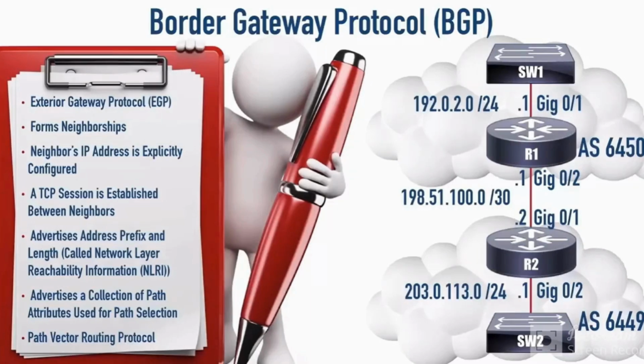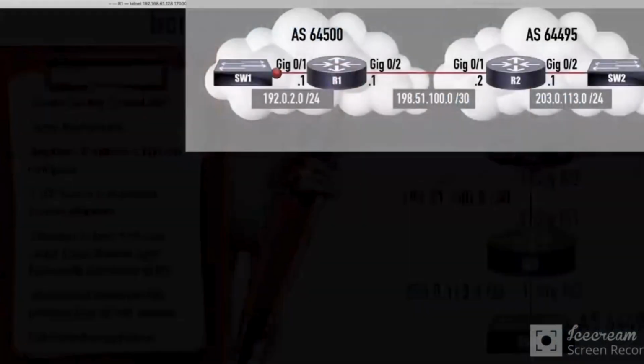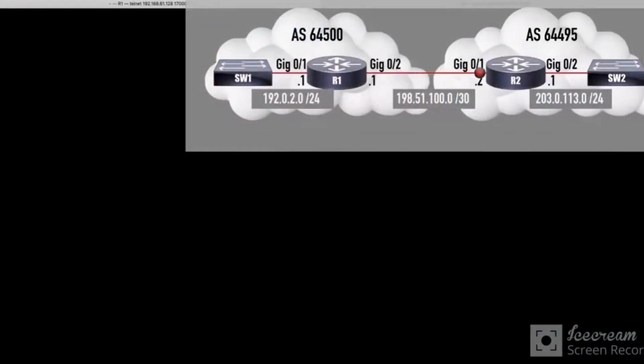But let's go out to a live interface right now and set up exactly what we see in this topology on screen. We want to form a neighborship between routers R1 and R2, and we need to make sure that we can exchange route information between those two BGP speaking routers. Let's begin our configuration on router R1.